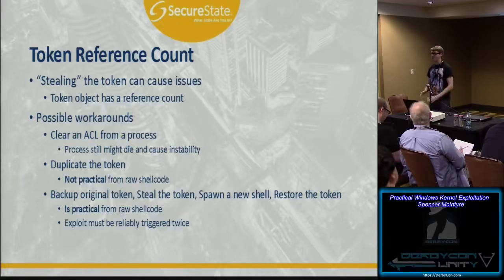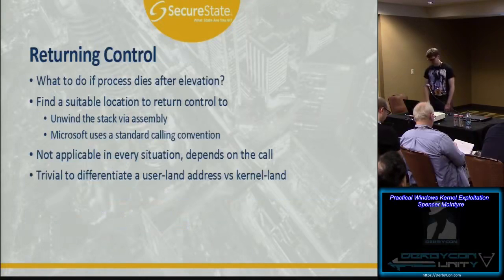So that's not always a good case depending on the class, but if it is, like a write-what-where condition where you corrupted the NT HAL dispatch table, this is a viable vector. So, returning control. What do you do after the process, after elevation? How do you get control back to the attacker? Because once again, you elevated for a reason. You want to actually be able to do something with it.